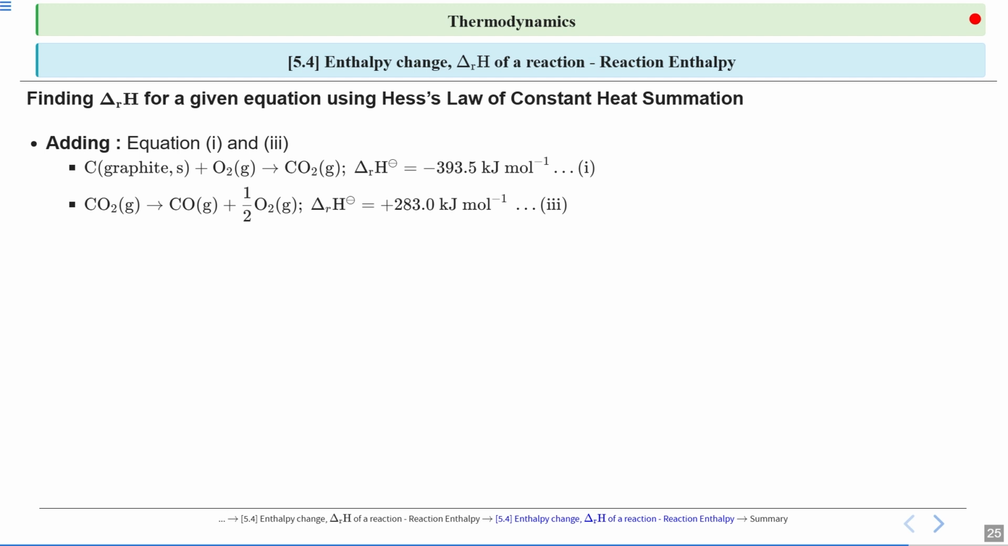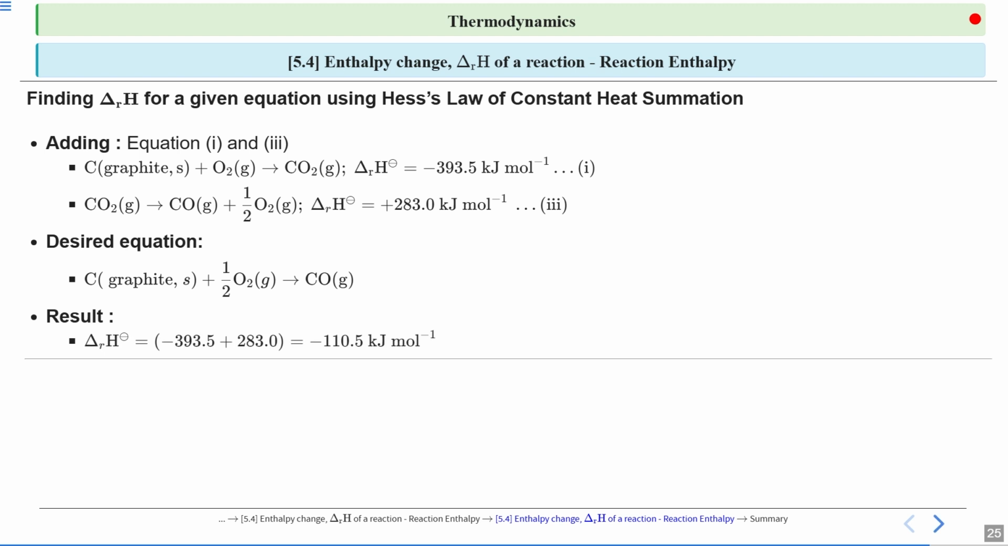How? So this was the first equation, the conversion of graphite to carbon dioxide, and the decomposition of carbon dioxide to carbon monoxide and oxygen. If you add both of these equations, what you will get? You will get your desired equation, which is graphite carbon getting converted to carbon monoxide. What about the enthalpy change? You will add 283.0 plus minus 393 kilojoule per mole. So it is a simple subtraction. You will do it and you will get your value of enthalpy change for the conversion of carbon to carbon monoxide as minus 110.5 kilojoule per mole.